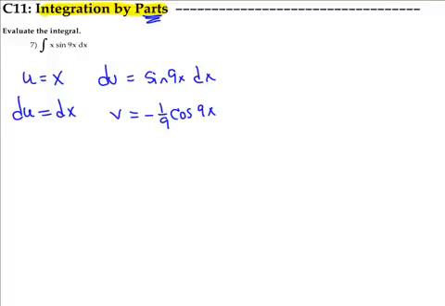We'll pause right here and see if there are any questions. We're going to plug this into the formula. I'll go ahead and write the formula this time. It's uv minus the integral of v du.